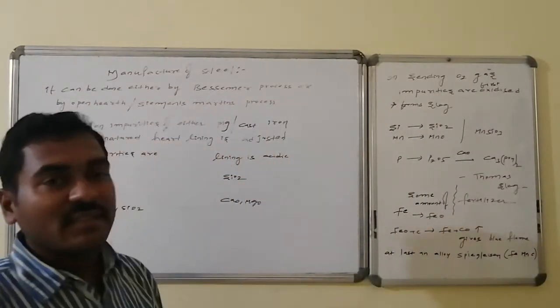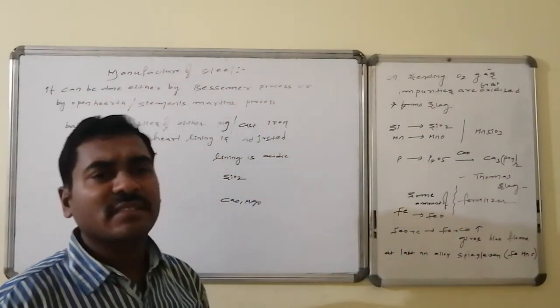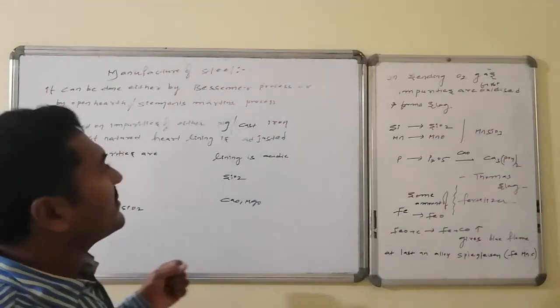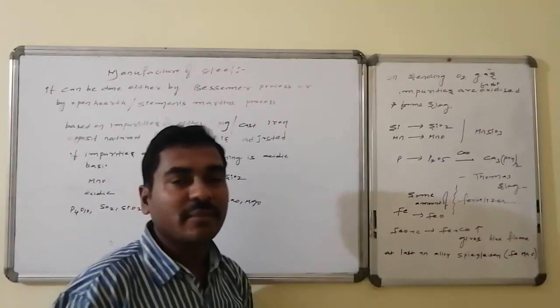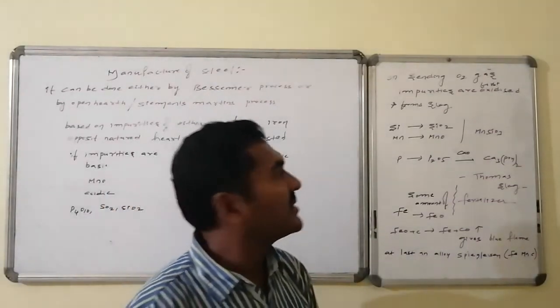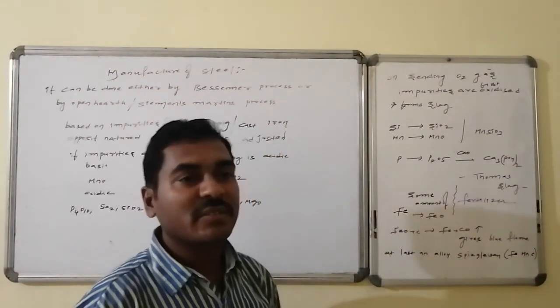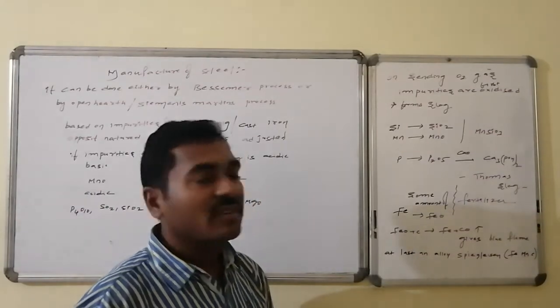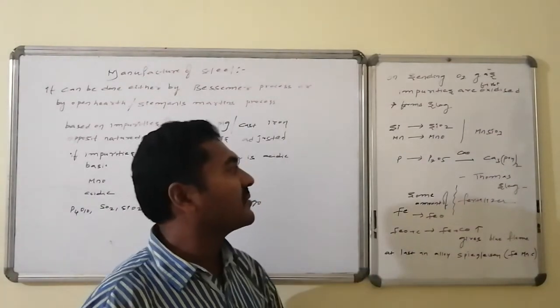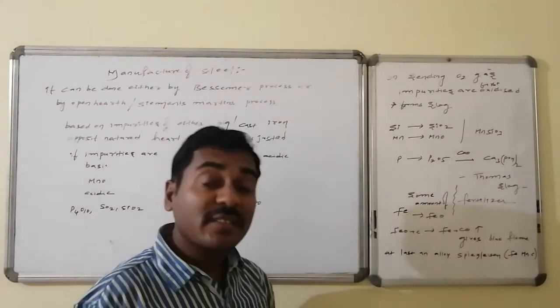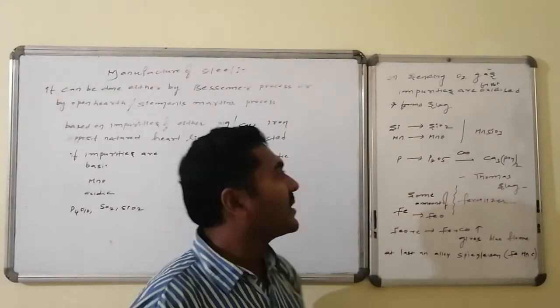Generally what happens is, on sending oxygen gas at high temperature, the impurities present in elemental state are converted to the oxide state. Silicon is converted to silicon dioxide. Manganese is converted to manganese oxide. Phosphorus is converted to phosphorus oxide. Some of the iron is also oxidized to ferrous oxide.